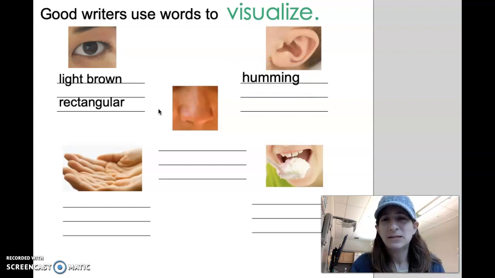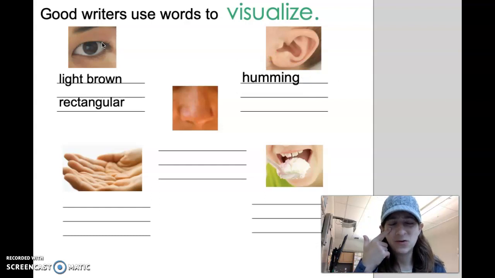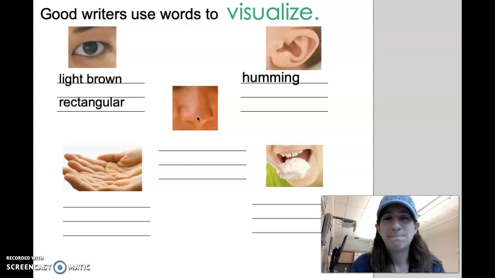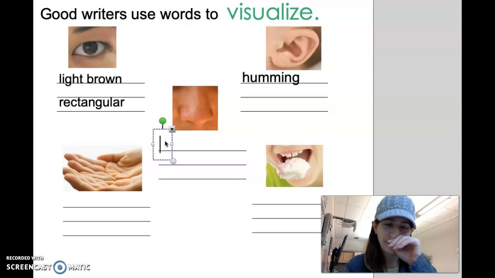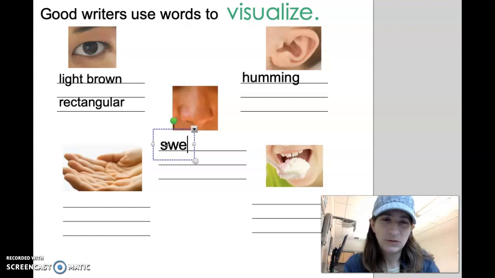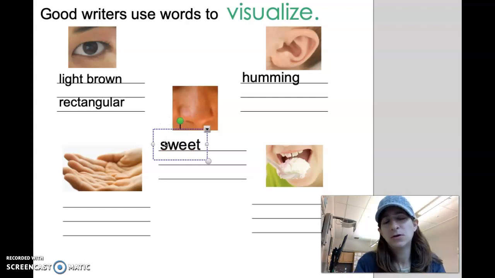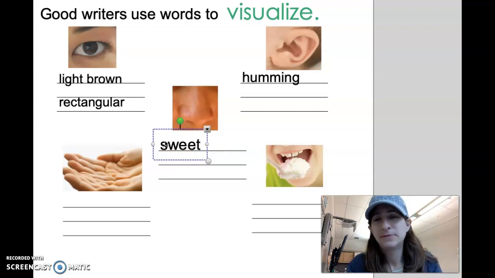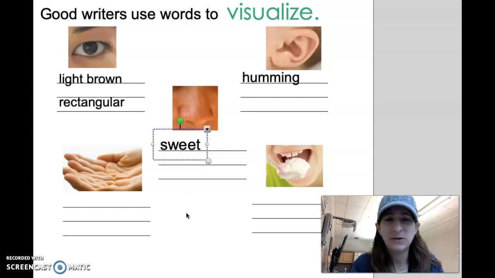Okay. So I thought about what it looked like, como se ve. I thought about what it sounds like, el sonido. The smell. It might smell sweet. I think I'm going to just use sweet for the smell.